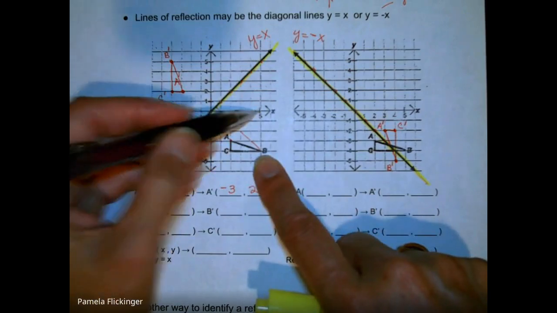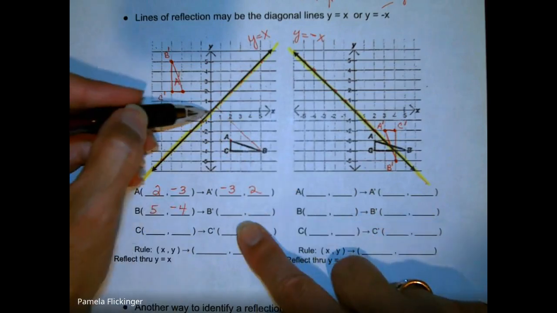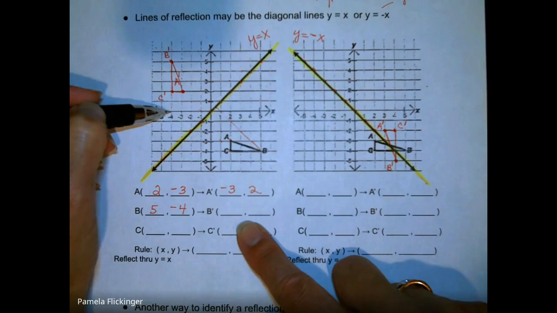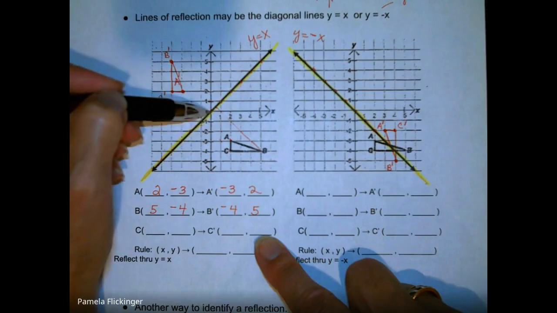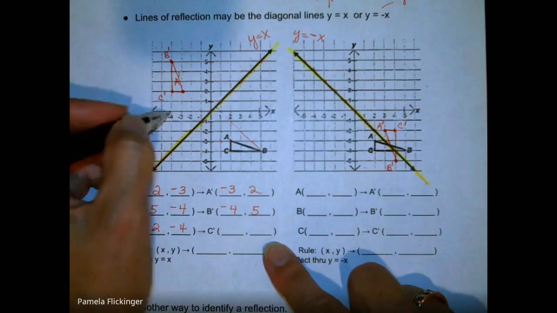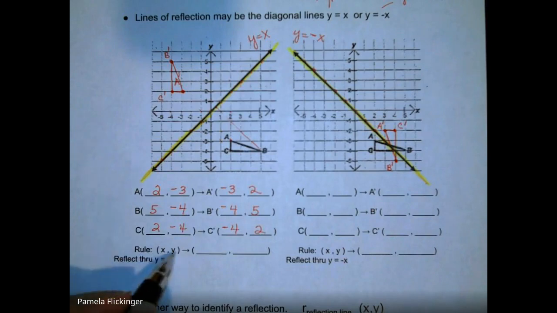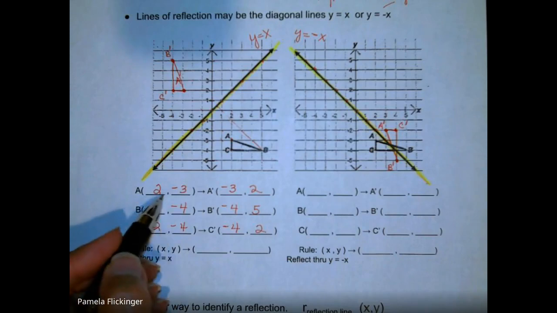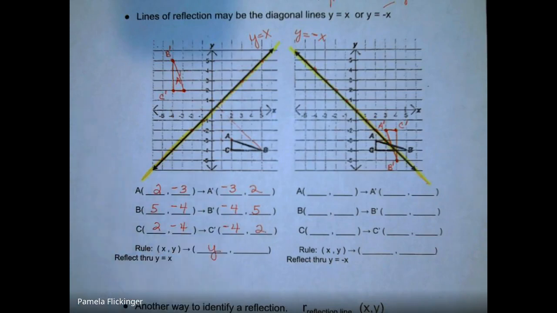B, we go over 5, down 4. B prime, we're going to come back 4, up 5. C started as 2, -4 and ended at -4, 2. I hope you can see the relationship that any ordered pair that we're given, the coordinates are simply going to reverse. So the y-coordinate becomes the x-coordinate, and the x-coordinate becomes the y-coordinate.